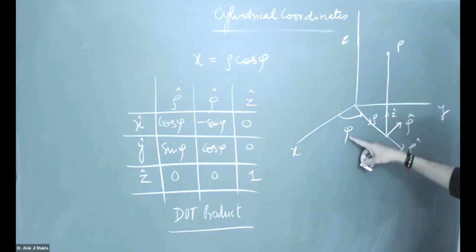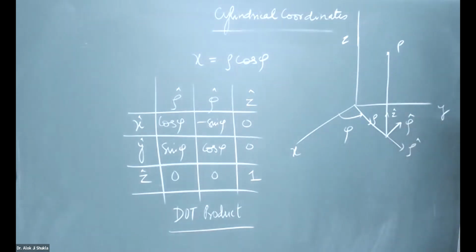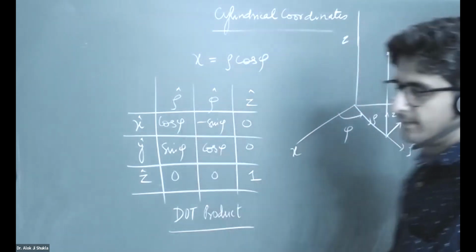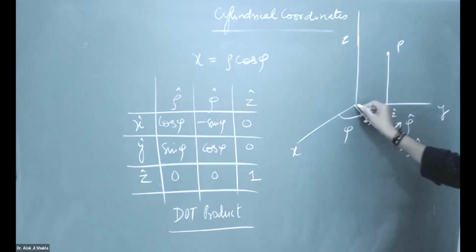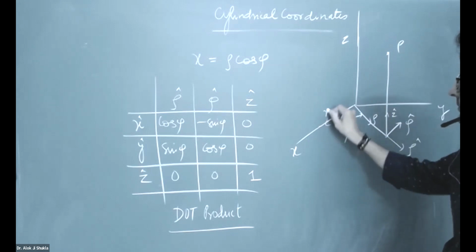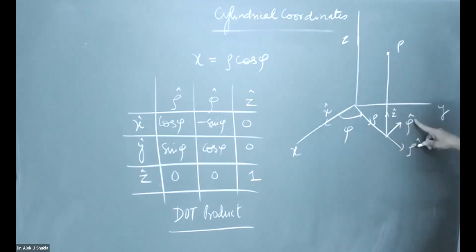So what is the intermediate angle? Cos phi. So see, cos phi. Then x cap and phi cap. So x cap is this and phi cap is this.